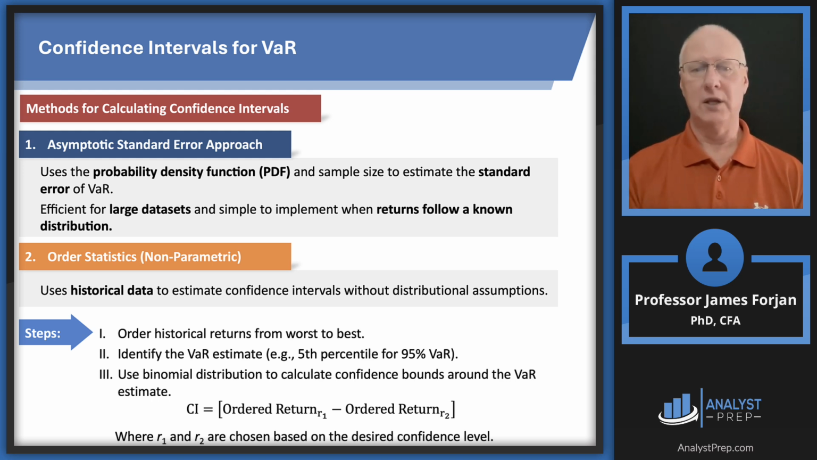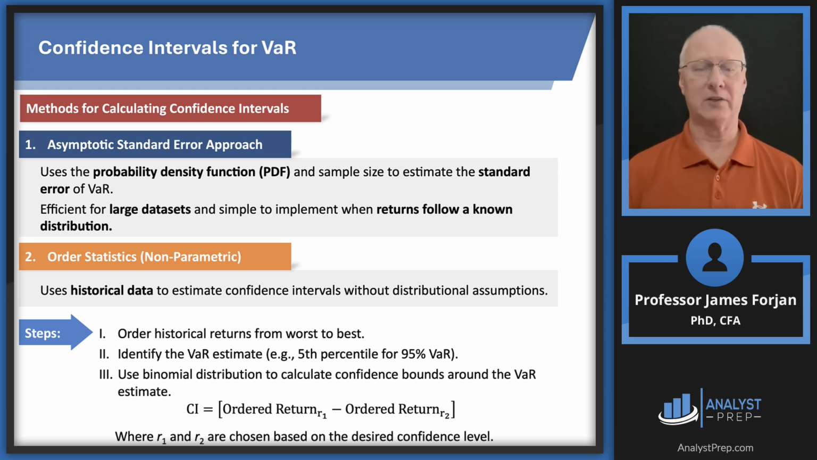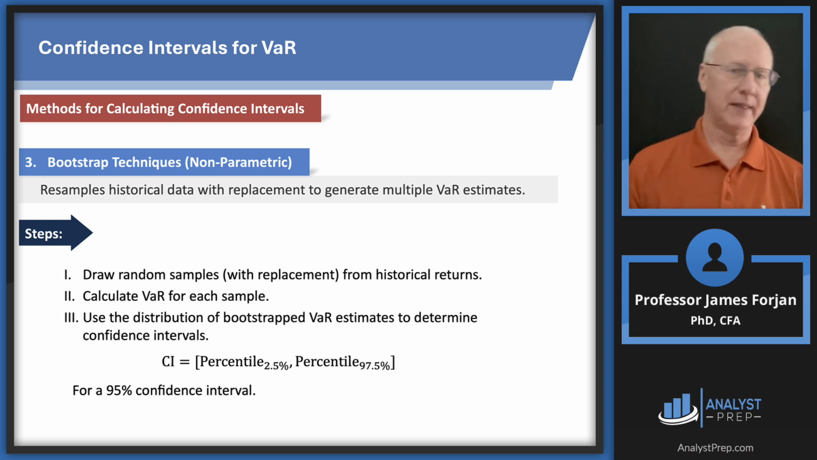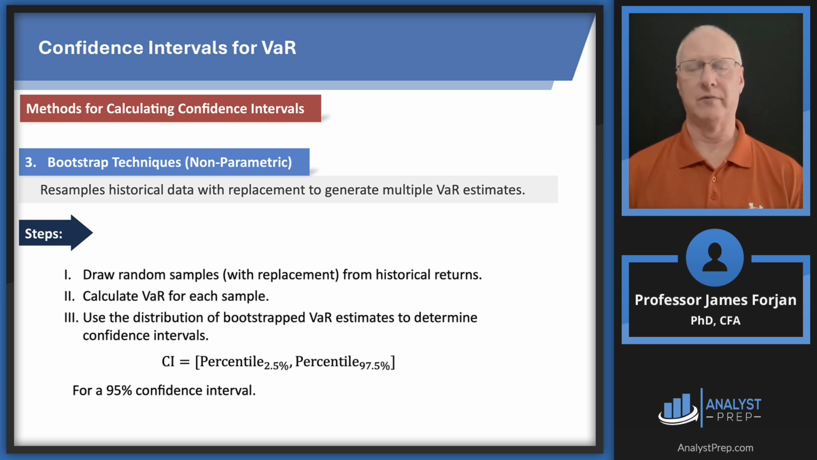So look at the steps. You order the returns from worst to best, you identify that value at risk, and then you can extend it back into expected shortfall, or you can just take the difference between those ordered returns, and those ordered returns are based on a confidence level. Then you can do the bootstrapping, which goes back to the historical data set and reaches back in, takes something out with replacement. Remember, bootstrapping with replacement to generate multiple value at risk estimates. So there we go. There are the steps.